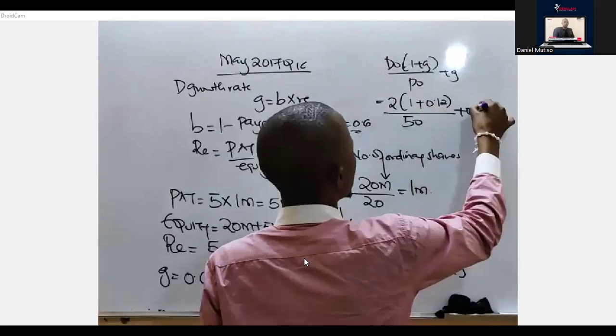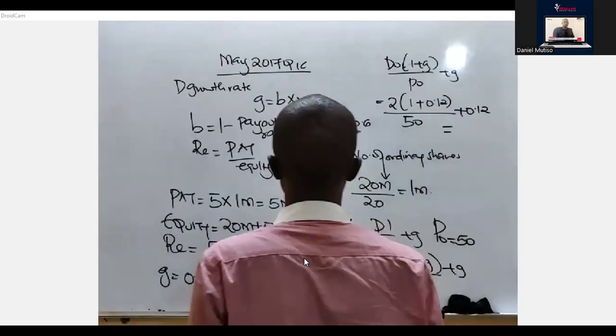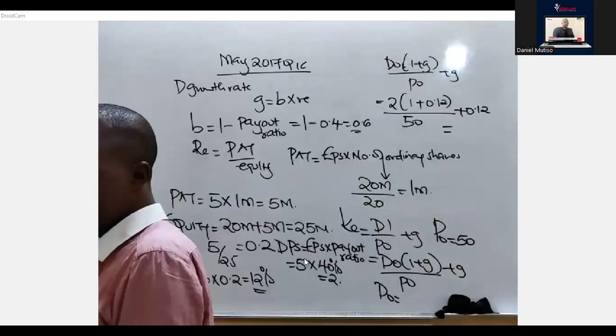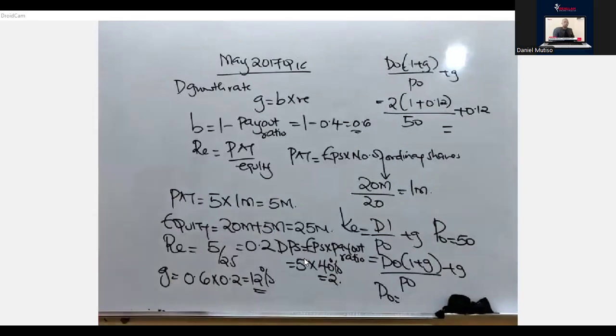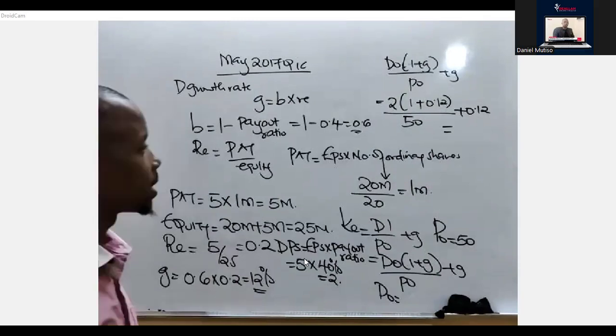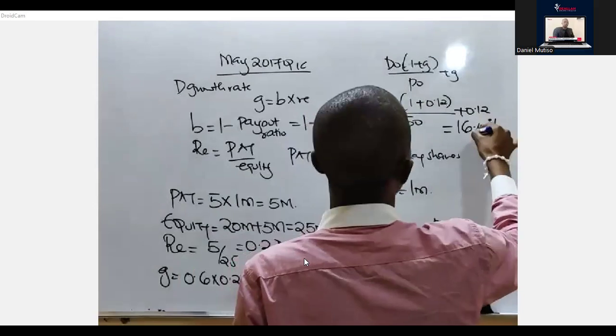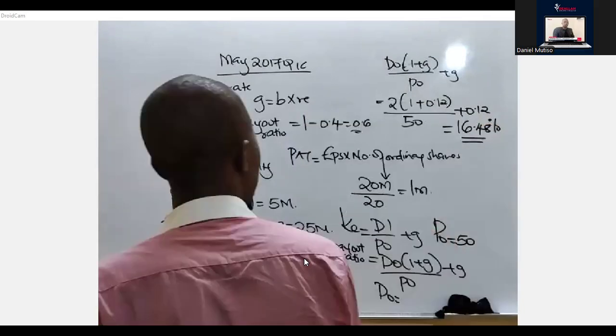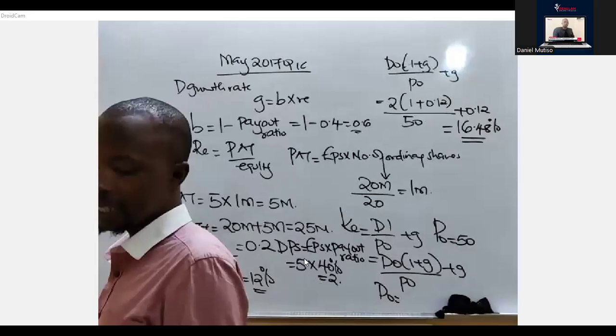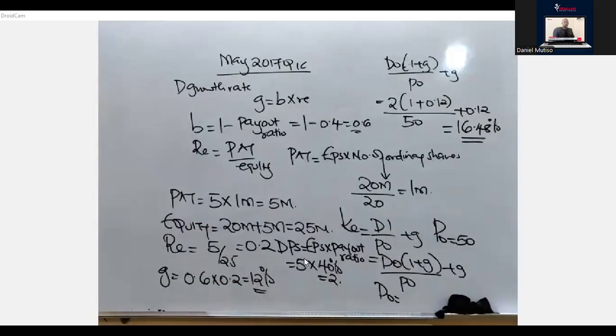Plus 0.12. Very good. So it will be 1.12. We multiply by 2, divide by 50, plus 0.12, getting 16.48%. That is the simplest way of calculating it. You can just apply the same concepts and you do this.